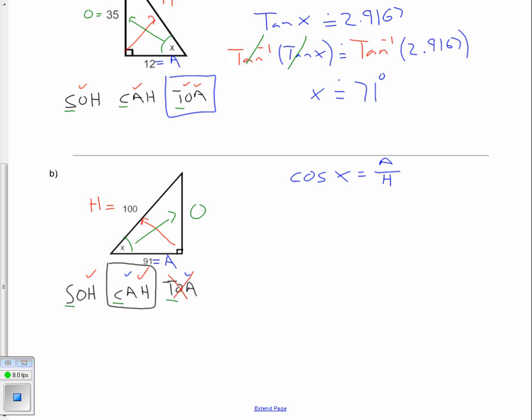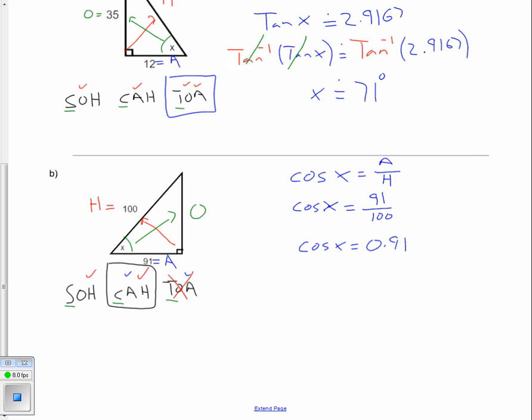Okay, so I'm going to now substitute in the values that I have. So I have cos of x is equal to my adjacent, which is 91, divided by my hypotenuse, which is 100. So that means that cos of x is equal to 0.91, because when I take 91 and divide it by 100, I get 0.91.